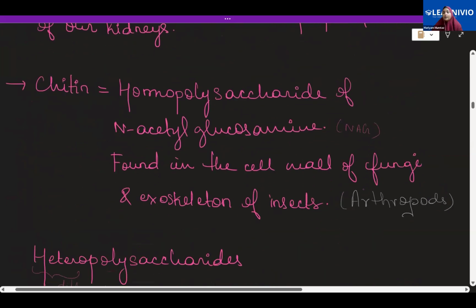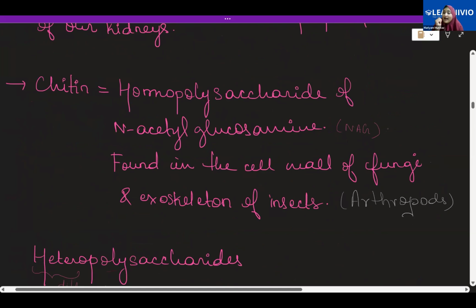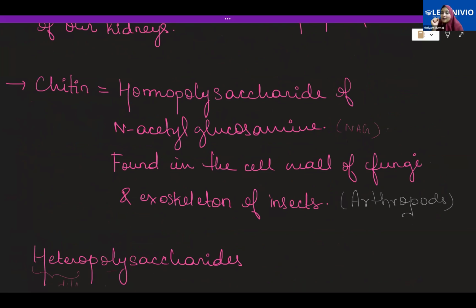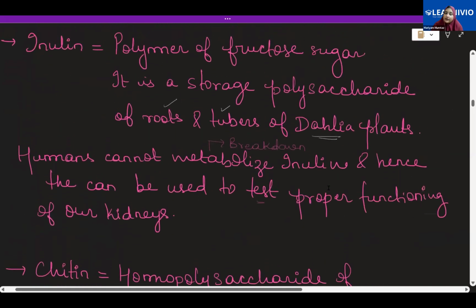Then we have chitin, which is the homopolysaccharide of N-acetyl glucosamine. And where is it found? It is found in the cell wall of fungi. This is the ordinary answer. Where I might have gotten up from my seat is if you had told me, ma'am, that it is found in the exoskeleton of arthropods. Then I would have been like, I'm done. But no one is studying. I can see that the homopolysaccharides are clear to everyone.